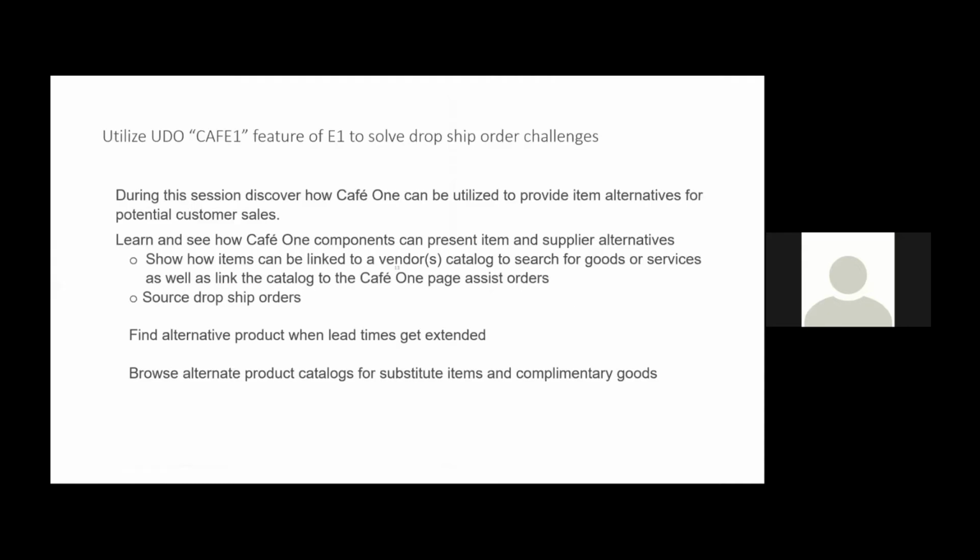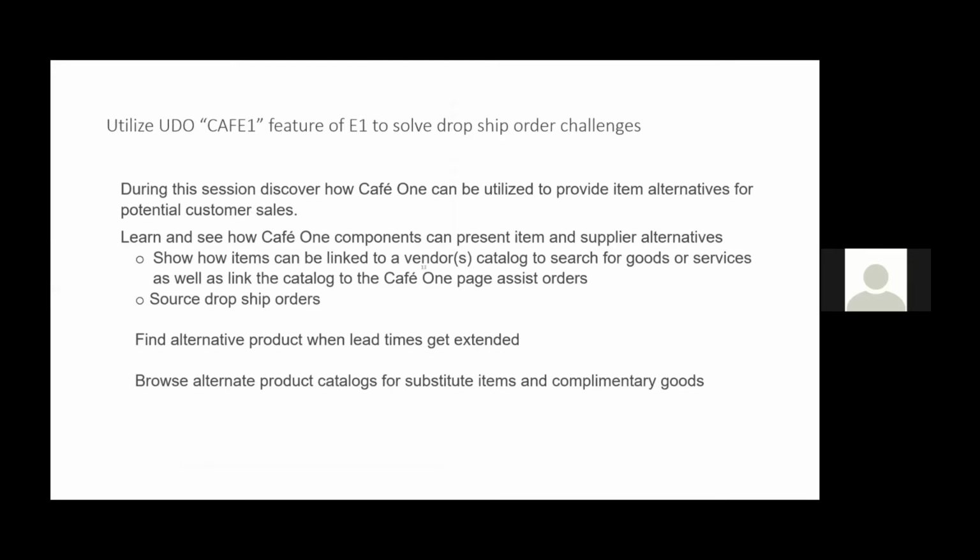So what we're going to do in this session is cover how you can utilize one or a couple of the user-defined objects, UDOs. And in particular, we'll focus on Café One, which stands for Composite Application Framework for Enterprise One, and use these features to help solve drop ship order challenges. Our customer has drop ship orders, some of them just single lines on a sales order that are drop shipped items. And when the purchase order is delayed or doesn't get in, then the sales order is getting delivered late.